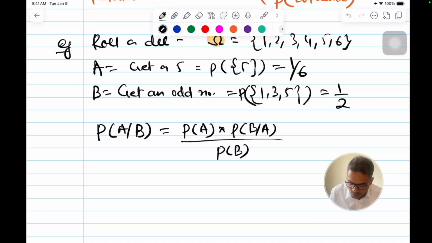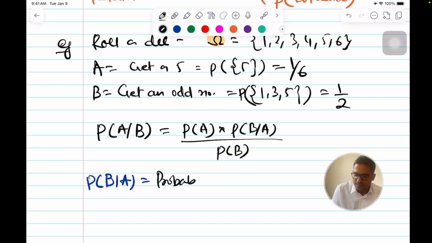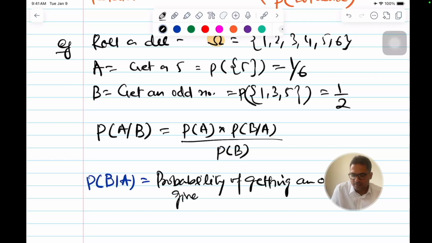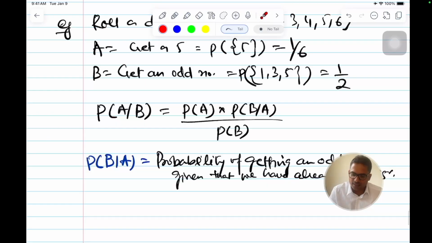So let's read it. What is probability of B given A? Probability of B given A is the probability of getting an odd number given that I have seen a 5, given that we have got a 5. Probability of getting an odd number given that we have already got a 5. So what would be this probability, guys?